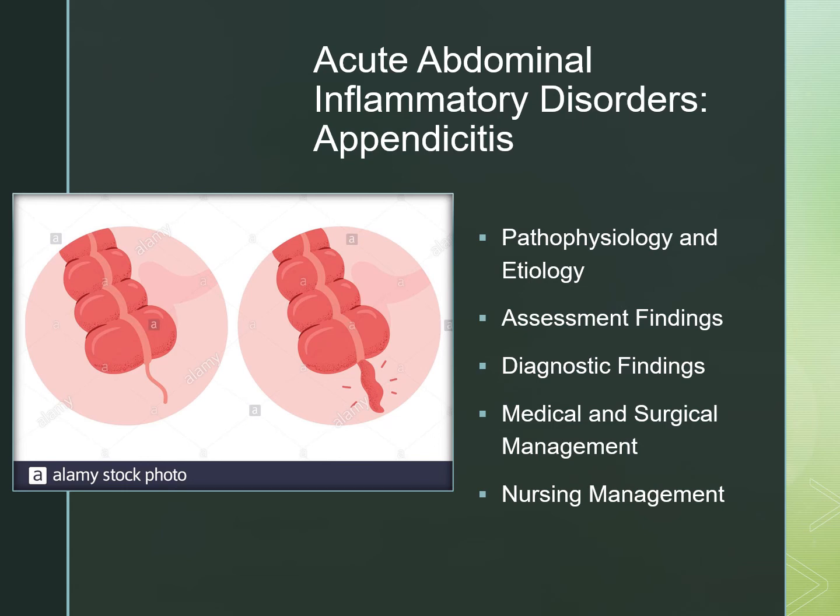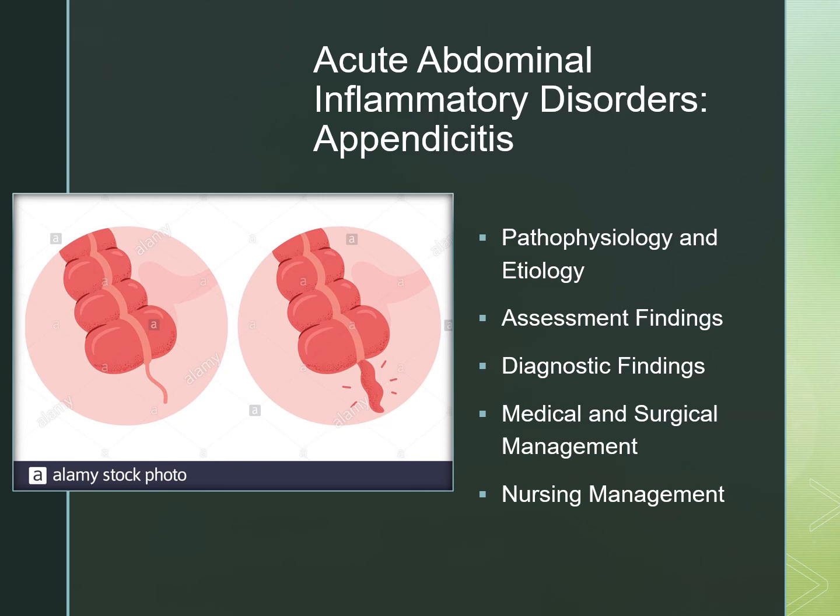So the acute abdominal inflammatory disorders, the biggest one is going to be appendicitis, and that's going to be inflammation of a narrow blind protrusion that's located at the tip of the cecum. It's most common in adolescents and young adults. This inflammation occurs when the opening becomes narrow or obstructed, and we see a bacterial infection.